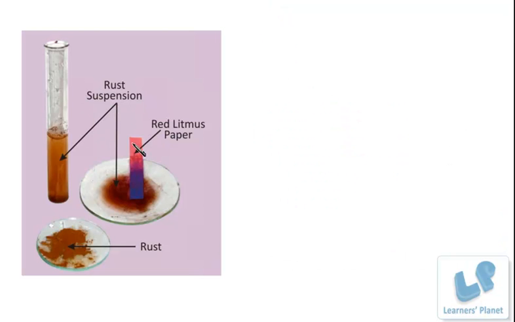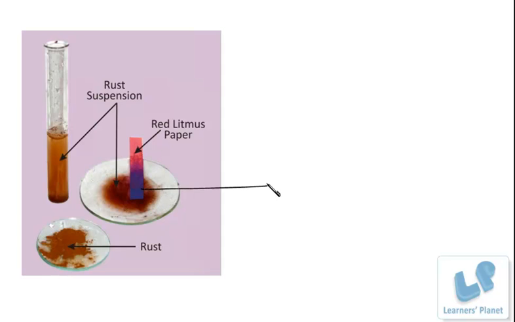See, this is a litmus test for rust suspension. This is not iron, this is rust suspension. Rust, which is formed on the surface of iron, is dissolved in water, forming the rust suspension. Suspension means the particles are not completely dissolved in water. You can see the particles, right? See, this is the rust. This rust is dissolved in water, taken in this test tube. Then this rust suspension is taken in a plate and it is tested with red litmus paper.